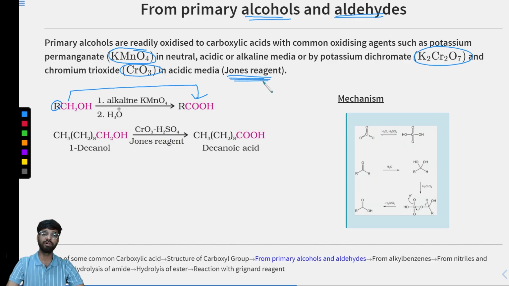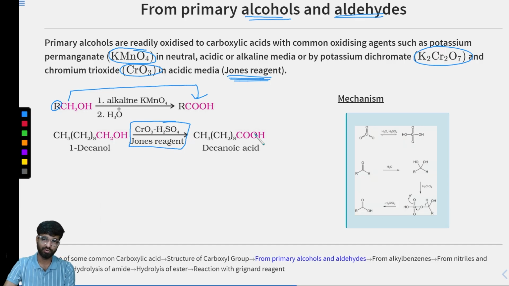This is a very strong oxidizing agent. If you have a primary alcohol, the Jones reagent will directly convert, I would not say directly, but it converts it into carboxylic acid via diol. We'll see the mechanism which is given here. So it converts this primary alcohol to carboxylic acid via diol formation. You can do it with KMnO4 also, as I have told, and with Jones reagent also. Now, what happens if we have an aldehyde?